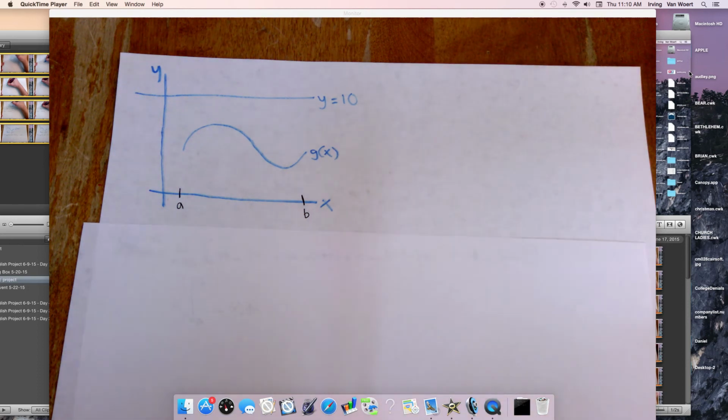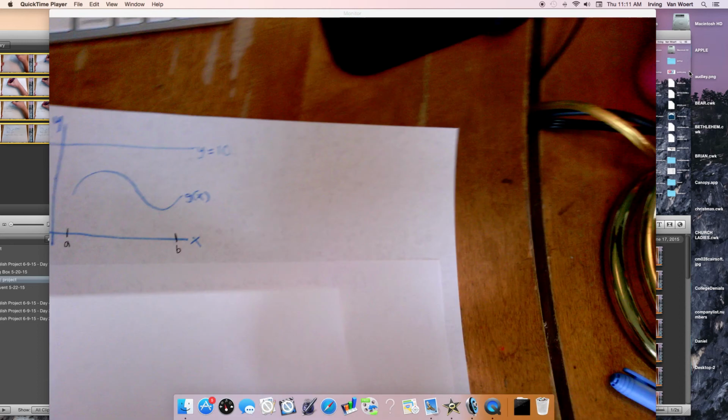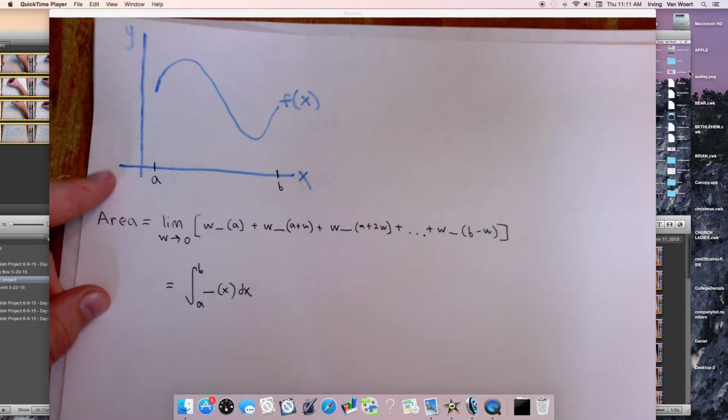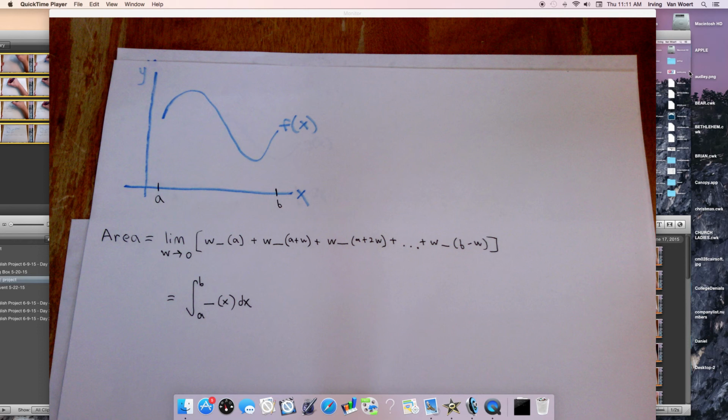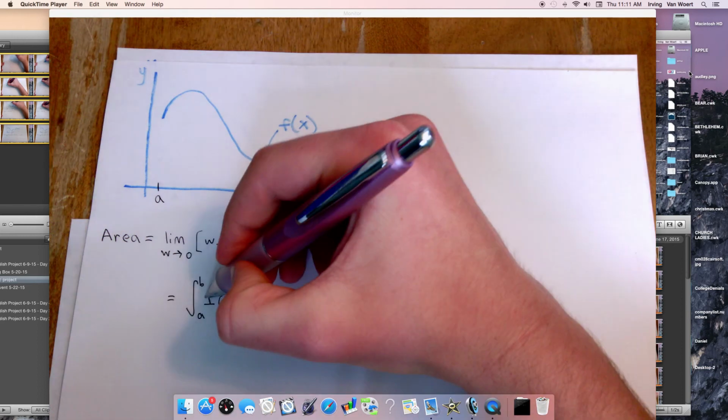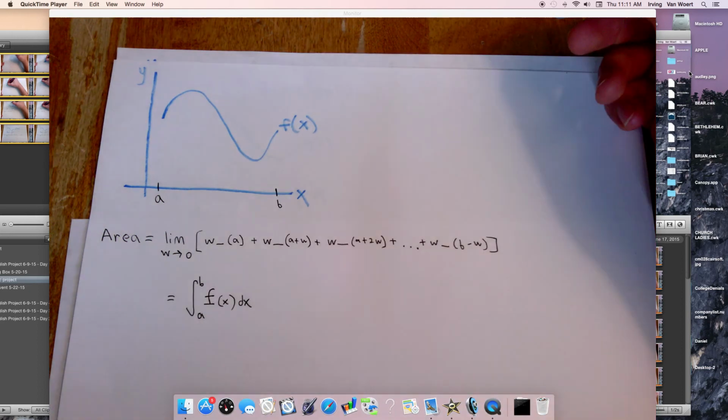Complicated example. We're interested in what the volume is when we rotate g of x around the line y equals 10. And so, if you look at our previous example, basically we're interested in finding here the area under f of x, and we just did the integral from a to b of f of x dx here. I just left a blank to enter the function.